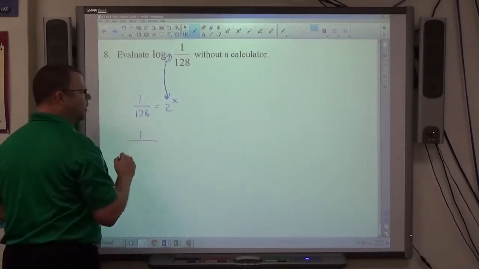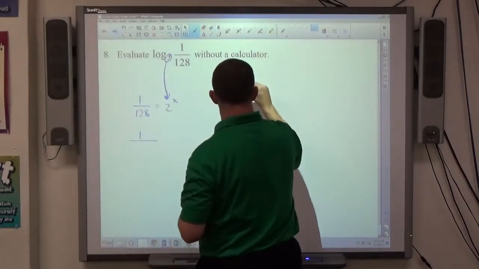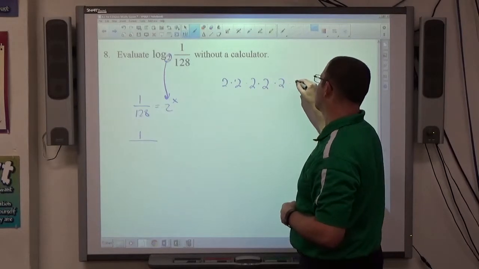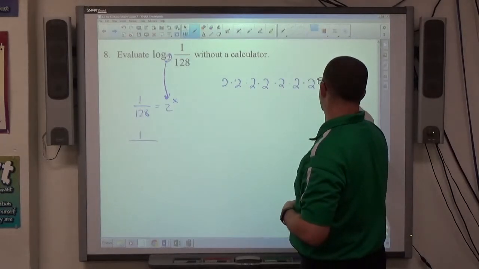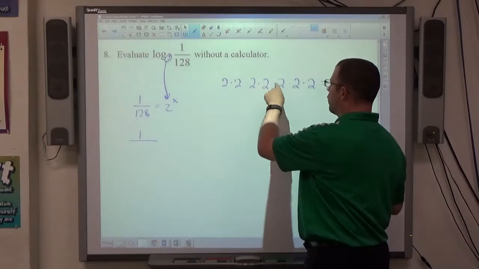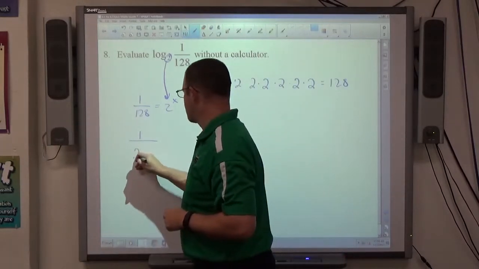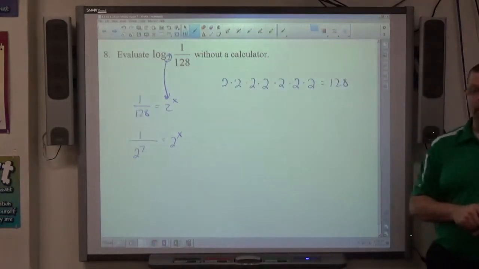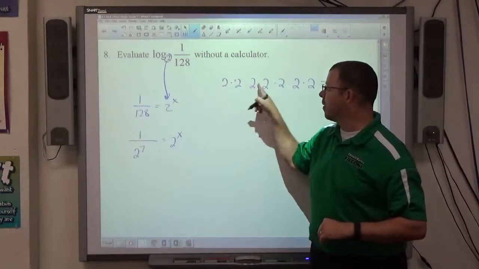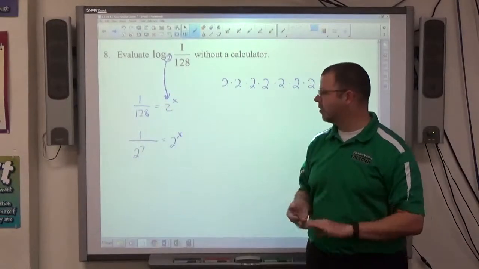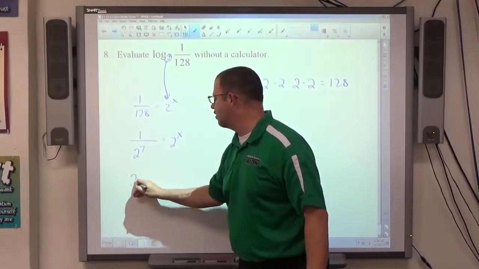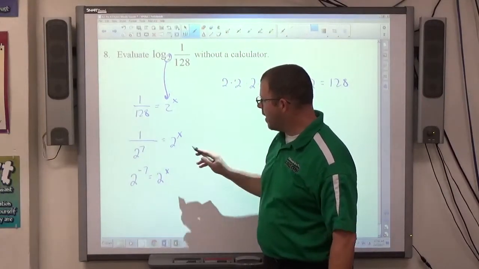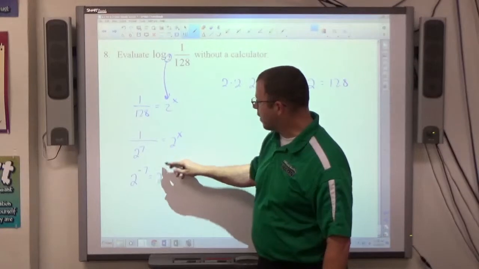So if I consider 128, 2 times 2 is 4, times 2 is 8, times 2 is 16, times 2 is 32, times 2 is 64, times 2 is 128. 1, 2, 3, 4, 5, 6, 7. It will work out that way on the test. So whatever this number is here, just keep multiplying by itself until you get the number in the fraction. In this case, since it is a fraction, it's actually 2 to the negative 7th equals 2 to the x.